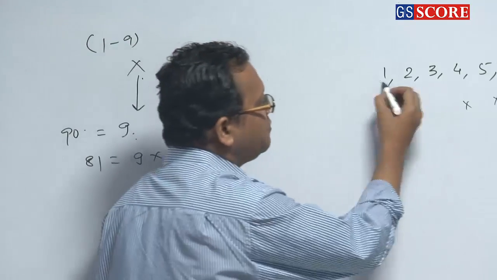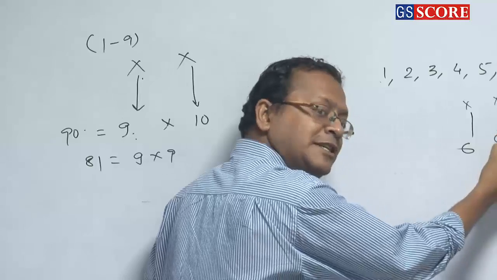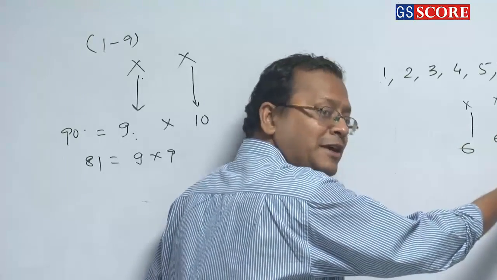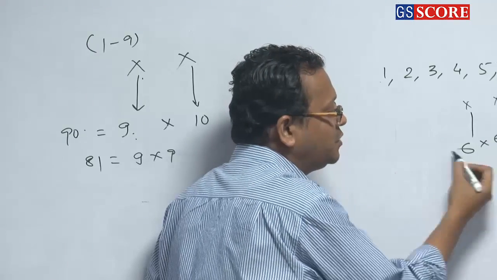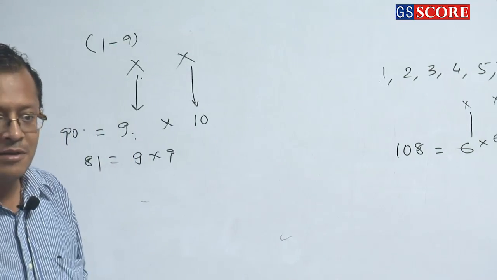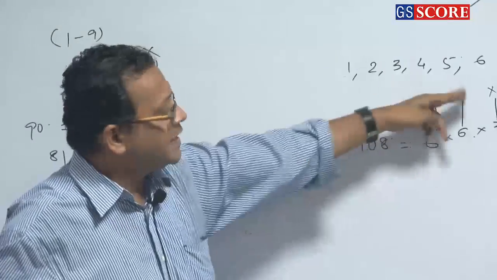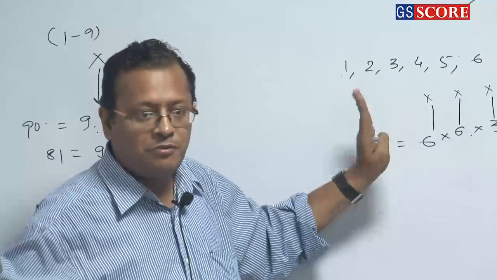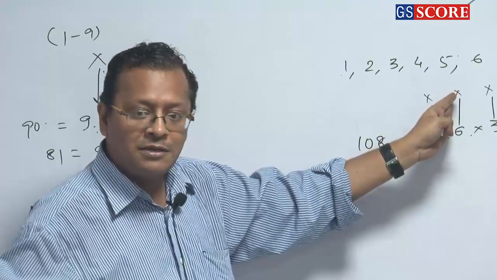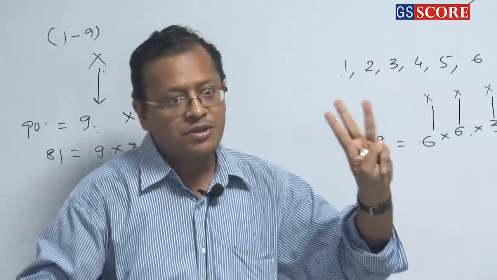So you can say, sir, first place can be filled up in how many ways? 6 ways. The second place can also be filled up in 6 ways. But the third place can be filled up in how many ways? 3 ways. So it is 6 into 6 into 3 is equal to 108. Clear or not? First place can be filled up in 6 ways, 1 to 6, anything can be filled up here. Having filled up say 1 here, I can use 1 here as well. So 6 options again, 6 into 6 into 3.